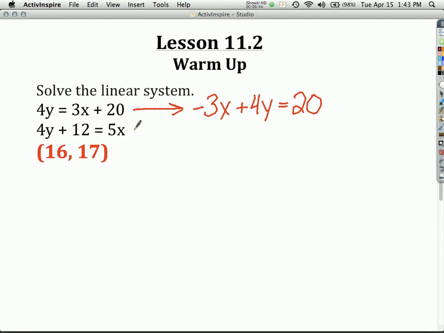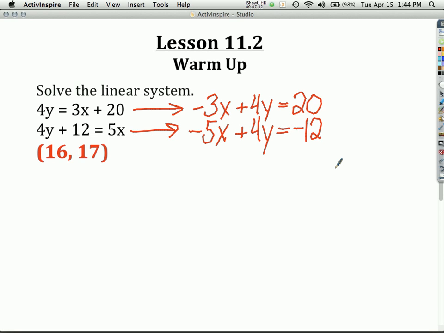Now we need the second equation in standard form so that all the terms line up. So we need the x term to jump to the left, and we need the 12 to jump to the right. So we'll subtract 5x from both sides, and that will jump to the left, plus 4y. And then we need the 12 to jump to the other side. We subtract it, and we end up with this. So now we have all the terms lined up, but now we need to look for something.